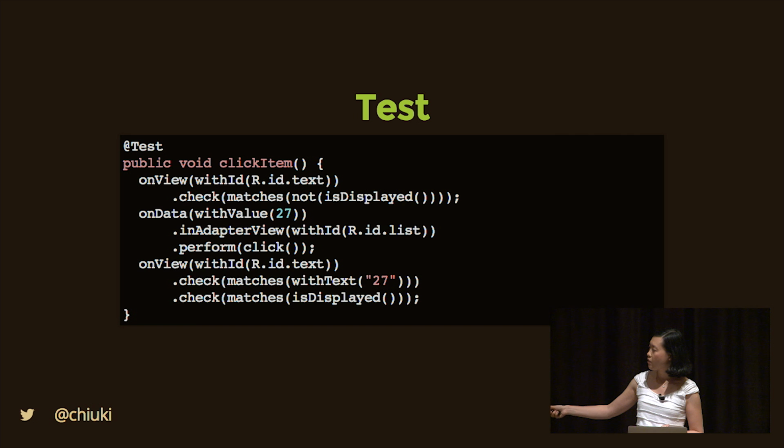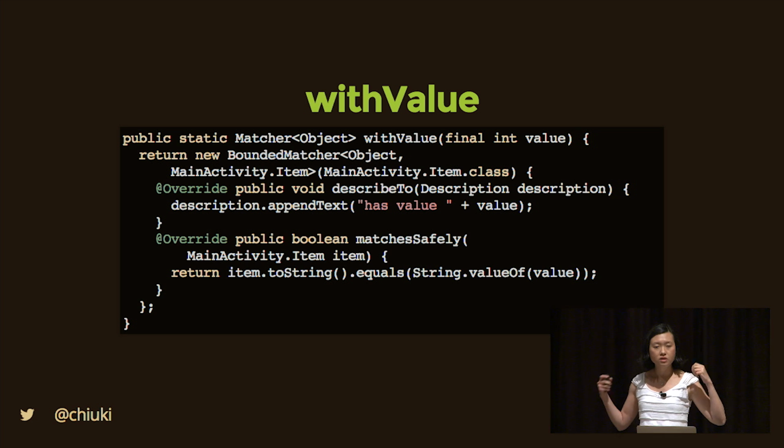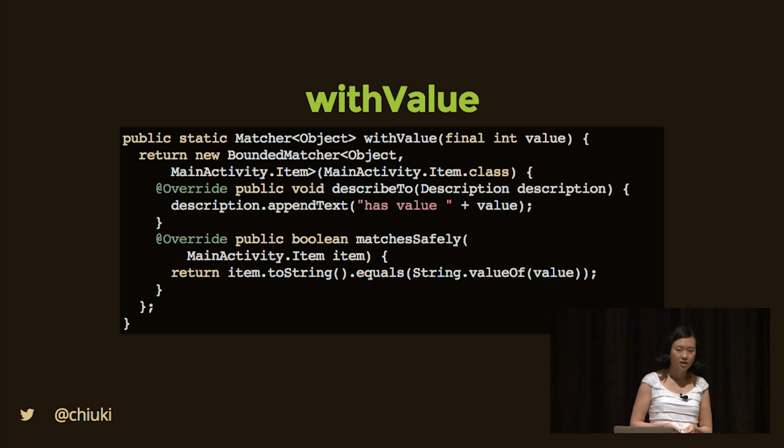Just one tiny thing. withValue is not an Espresso function. You have to write it. Our best friend BoundedMatcher is here again. This time, instead of bounding it to a toolbar, we're binding it to an item. So I pass in the value, the 27 that I'm looking for, and then it matches safely. I'm going to see that it matches the item. So that's what Espresso goes through. It looks for an item and says, hey, are you 27? Are you 27? And if it's not, it just keeps scrolling and keeps looking.